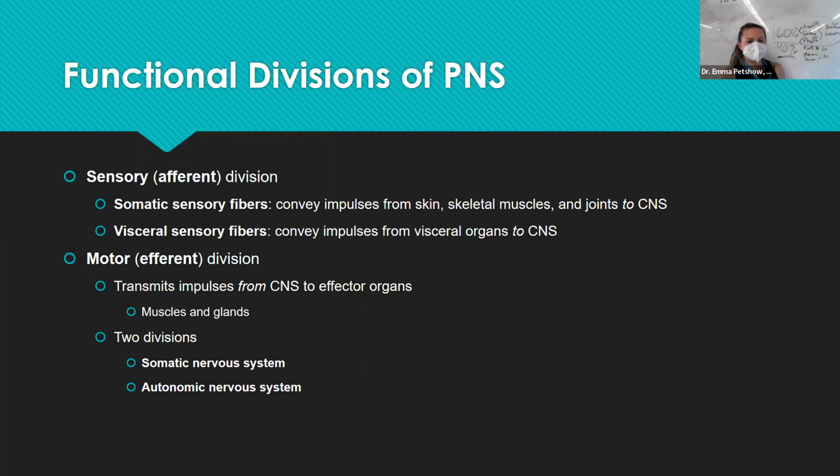Our efferent division transmits impulses from our central nervous system to its effector organs, the organs that it's going to contact with and try to do some type of response. This could be muscles and glands, and there's 2 major divisions here, our somatic and our autonomic nervous system. So if you are not sure where to start with the nervous system, understanding these divisions would be a good place to start, making sure you can separate who does what areas are at play.